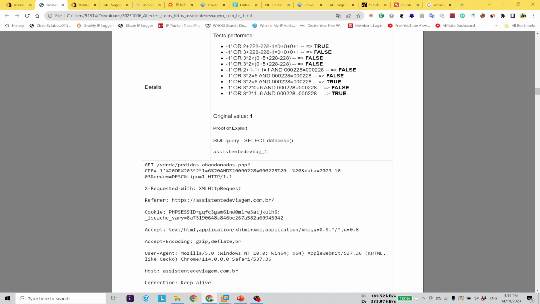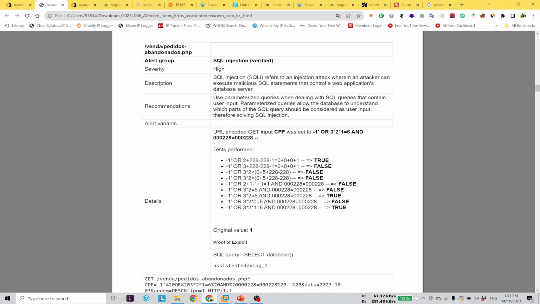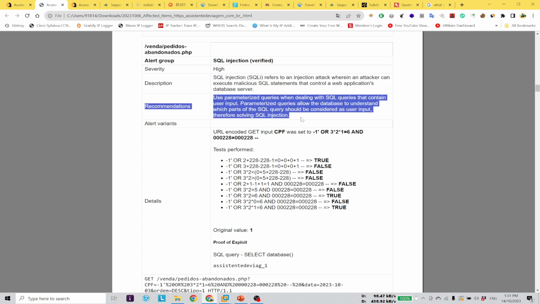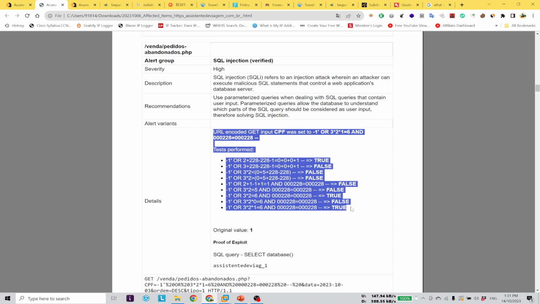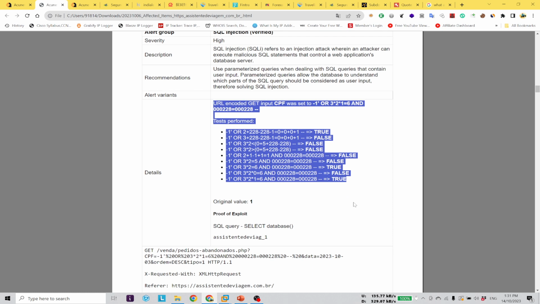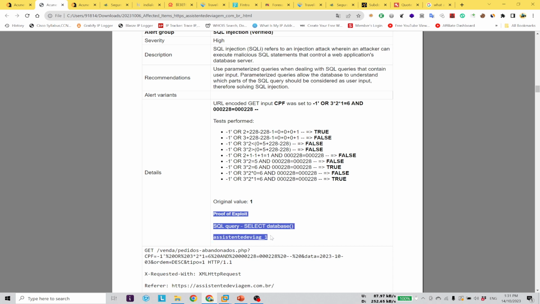Here Acunetix also proved that this is a 100% verified SQL injection. How has it been proved? You can see severity is high. Description is given, and a recommendation on how we can fix it. Very good details of the injection point. Also they have given a proof of concept. Whenever we are bug hunting or finding a vulnerability, we have to provide a proof of concept to the organization so that later they can reward us.